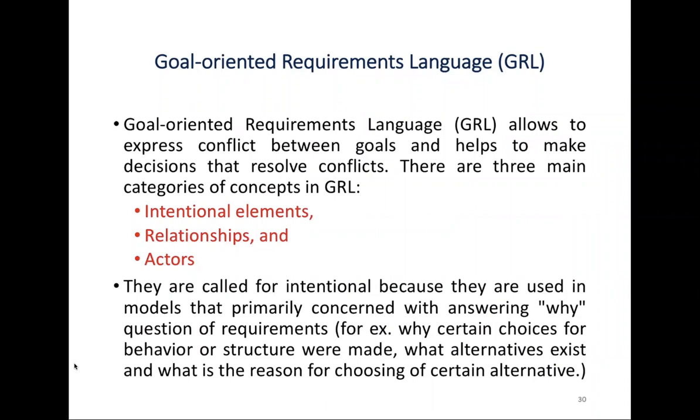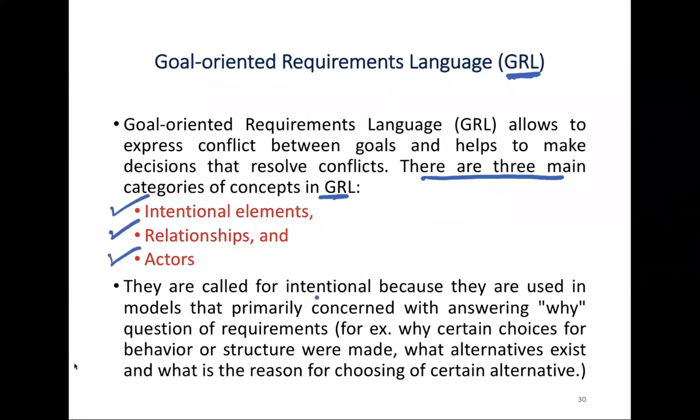In the GRL diagram, like we are building a GRL diagram to represent given goals in a certain software development process, especially in the requirement phase, there are three main categories of concepts that we see in GRL. The first one is called intentional elements. The second one is the relationships between those intentional elements and even the actors.